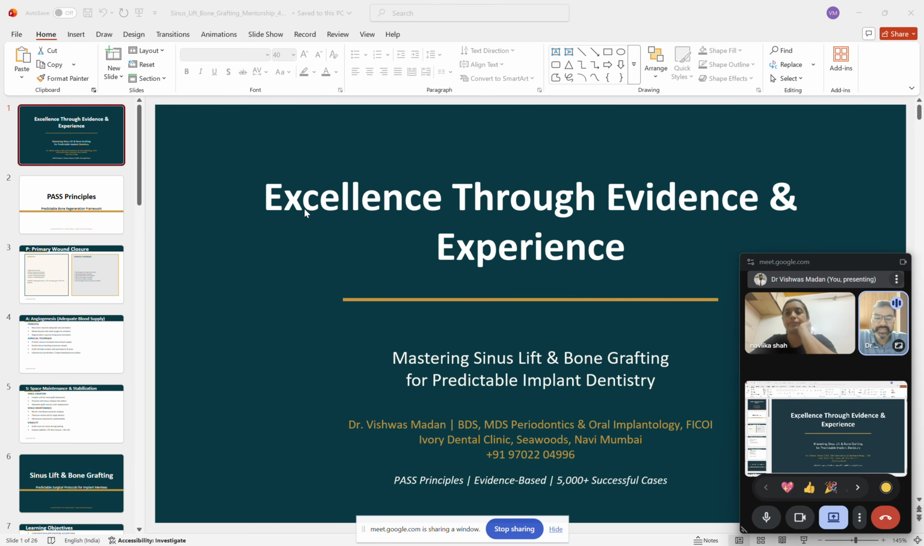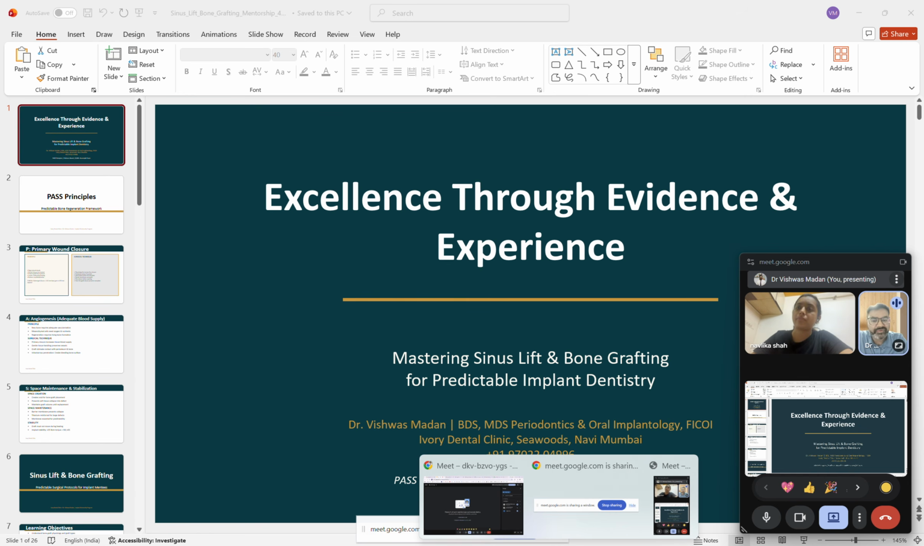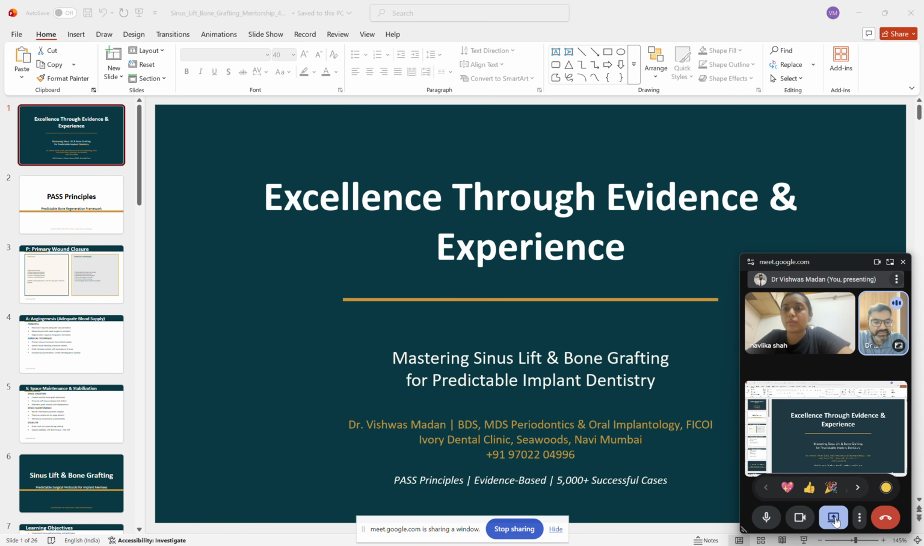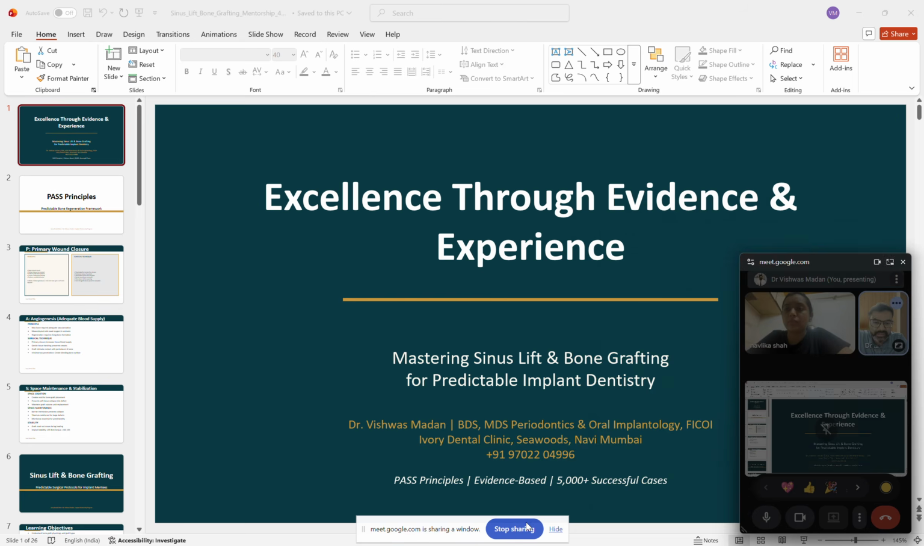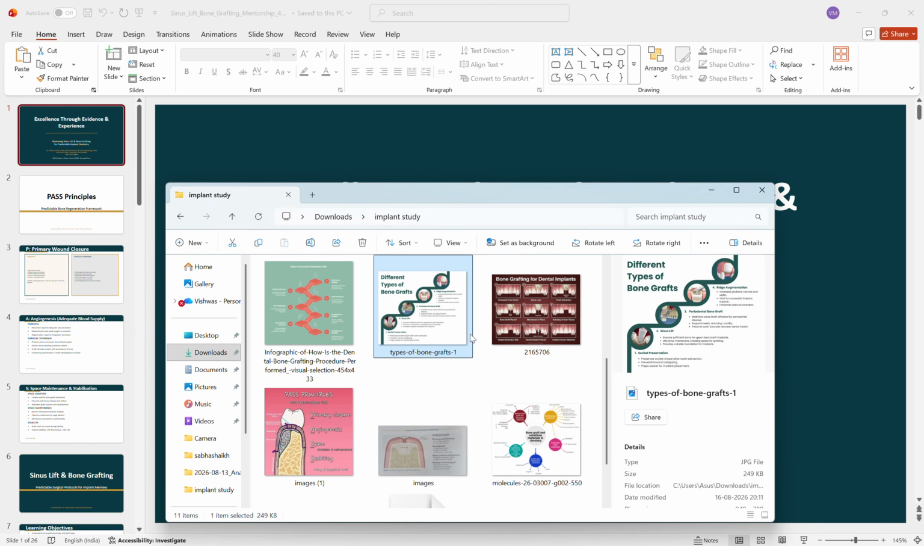Okay, the topics for today are about bone grafting and sinus lift because you are now doing implants. To go a little next level, we need to understand where to place implants when the patient does not have good quality bone. Okay, so bone grafting is required. Where all it is required, I'm just going to tell that to you through an infographic.